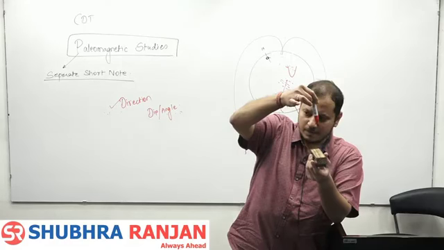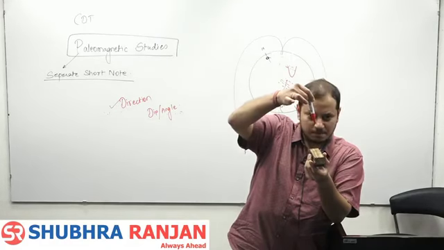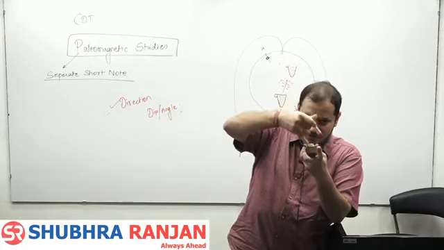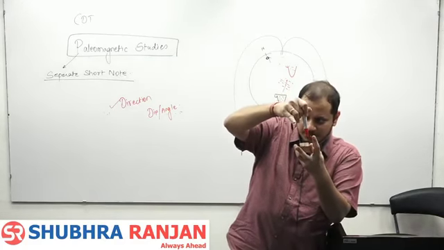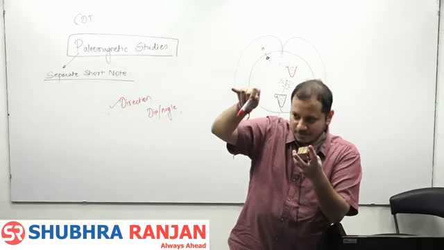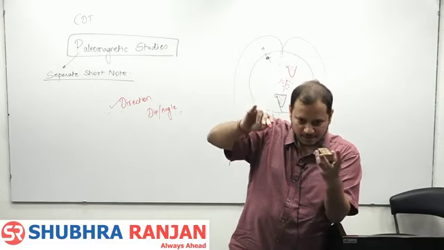Why will it be perpendicular? Because the power of the magnet is greatest, and therefore this north will attract the south. Understood? Understood everyone? Getting it everyone?